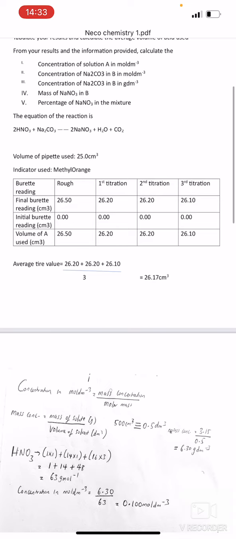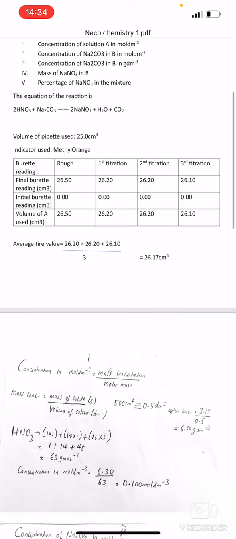So there are something that you must note. That you must remember to write the volume of your pipettes used. It is 20 or 25. But most schools that I know are using 25 cm³. And the indicator used either methyl orange or phenolphthalein. So what I'm using phenolphthalein here.